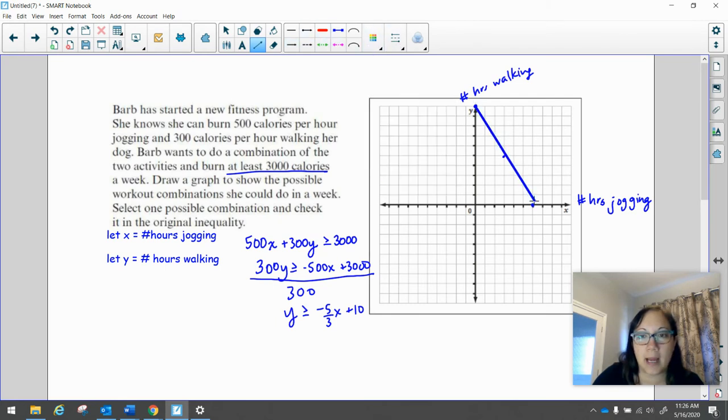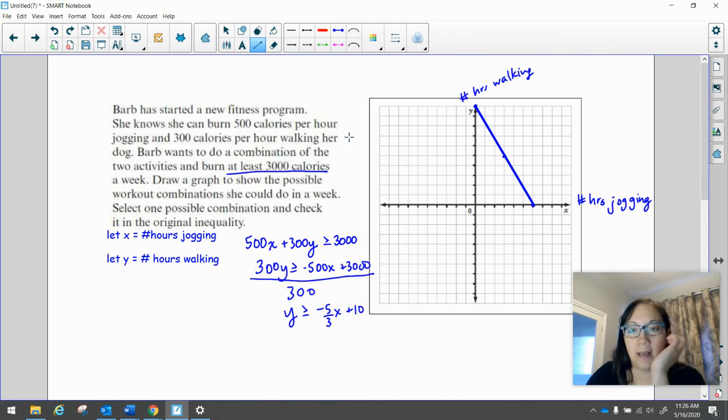And I am not going to go past the x-axis. So there's my solid line. Now, I need to choose a test point and go from there. And I also need to, sorry, I'm just looking at my answer key. And no, that was correct.